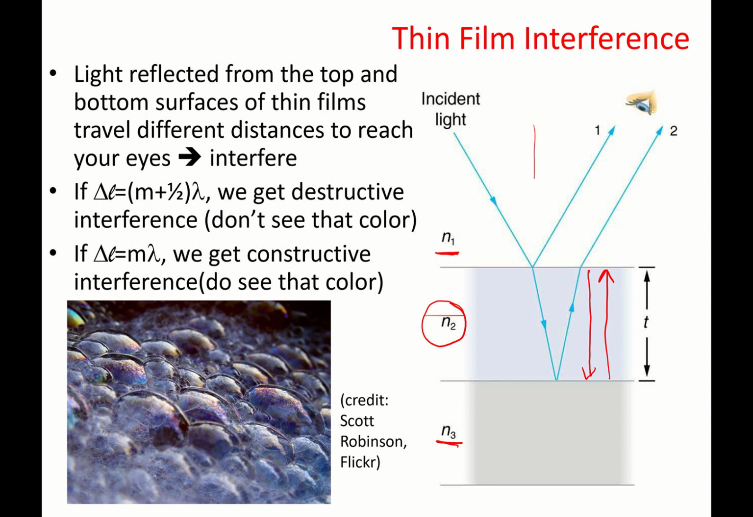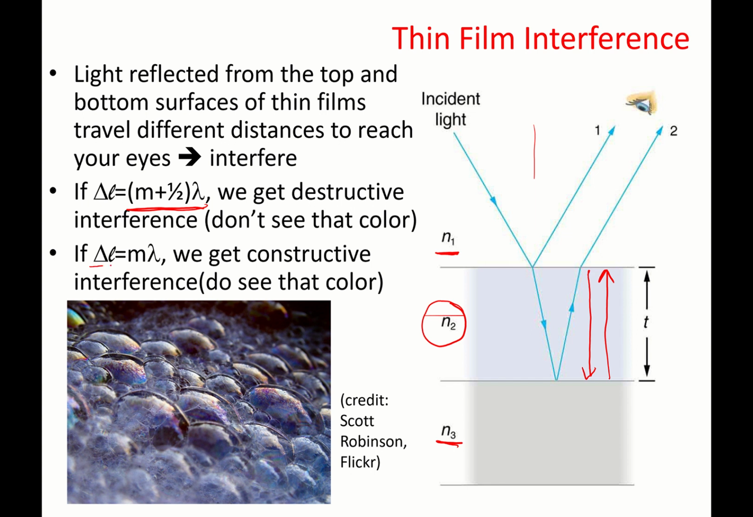So since those 2 light rays travel different distances, they could be out of phase when they hit your eye, or they could be in phase when they hit your eye. Just like with double slit diffraction, the 2 light rays from the 2 slits could be in phase and you'd get constructive interference, or completely out of phase and you'd get destructive interference. So if the path length difference is equal to a half integer of the wavelength, they'll be completely out of phase and we'll get destructive interference. We won't see that color.